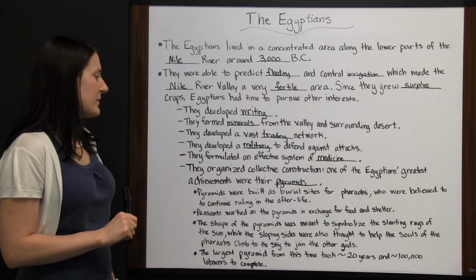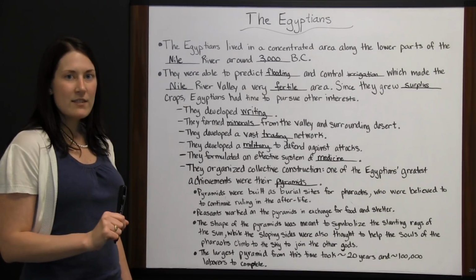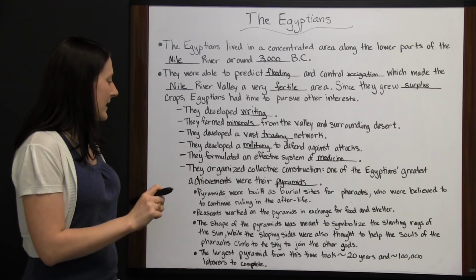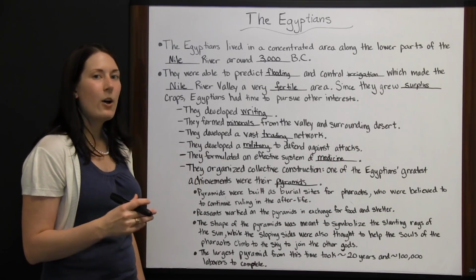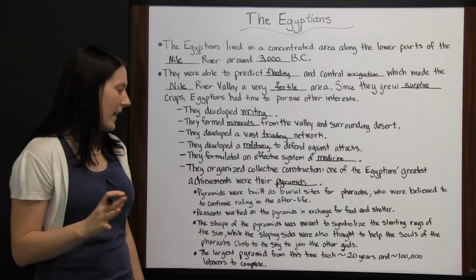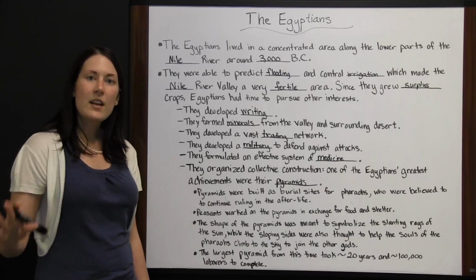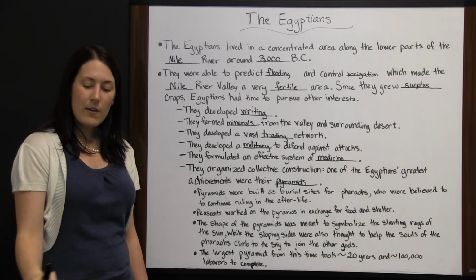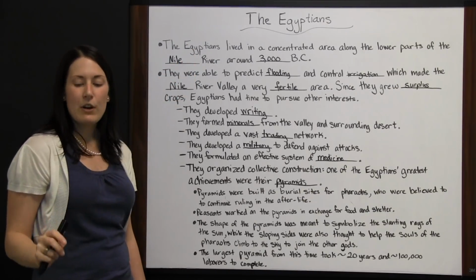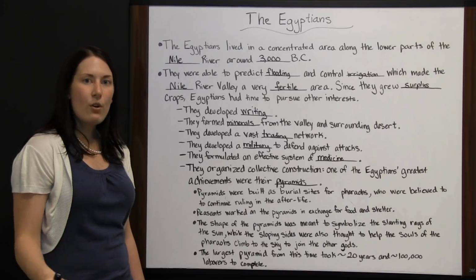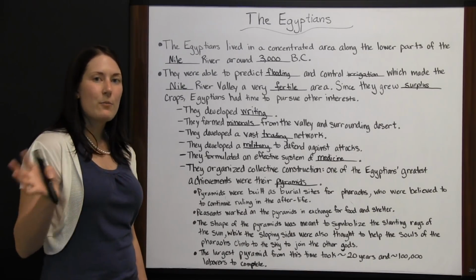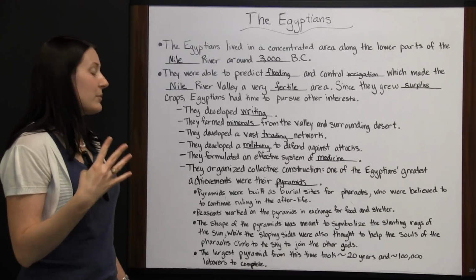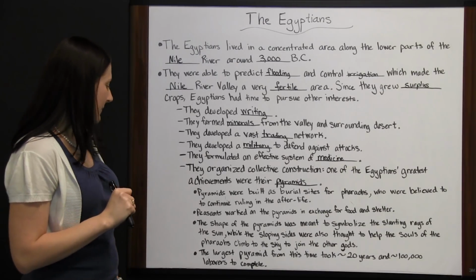The shape of the pyramids is meant to symbolize the slanting rays of the sun, and if you think about the way that the pyramids slant down, and the sloping sides were also thought to help the souls of the pharaohs climb to the sky to join the other gods. So slanting rays down from the sun, but also it slants up toward the sun from the ground, and so the pharaoh's soul was supposed to be assisted by those sloping sides. It could make its way up toward the sky to join the other gods.